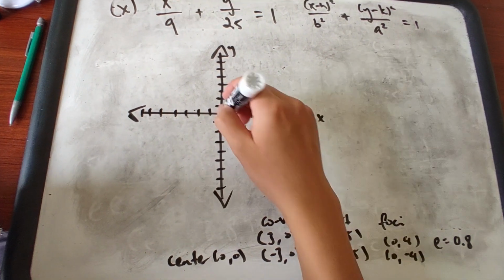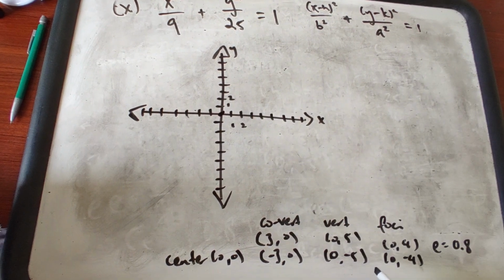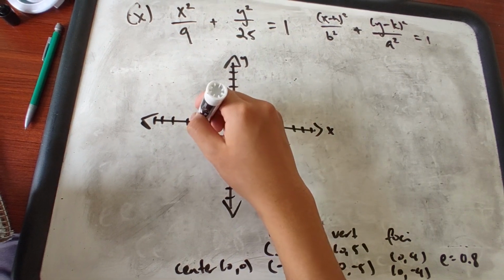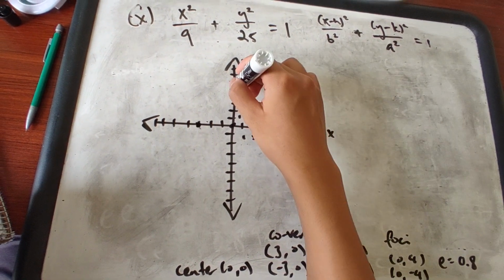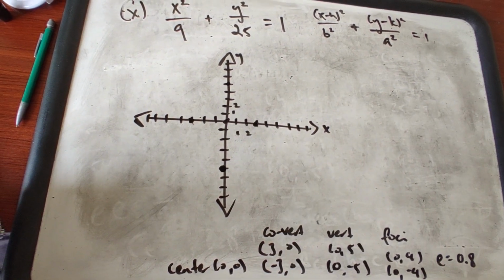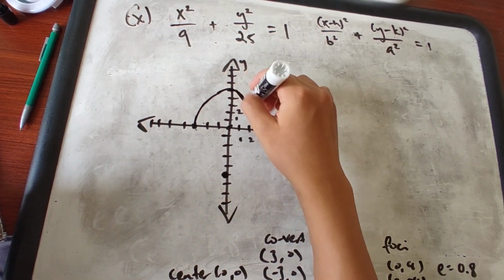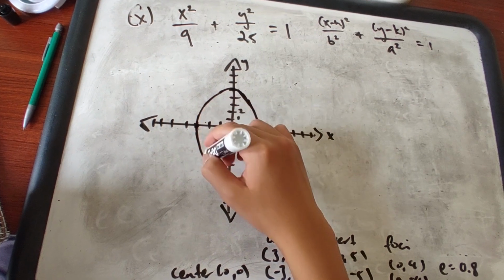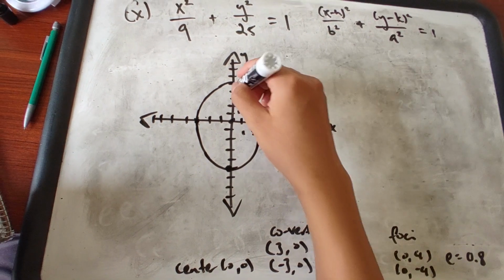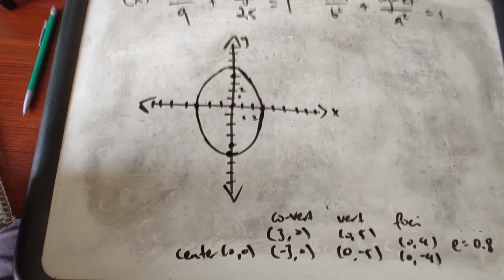So we can start with our center at 0, 0, and let's move on to our co-vertices, which are at 3, 0 and negative 3, 0. Our vertices are 0, 5 and 0, negative 5. And right now you could just connect the vertices to form this ellipse. And for the last points, we'll put in the foci, and that'll be over here, and that will be our ellipse.